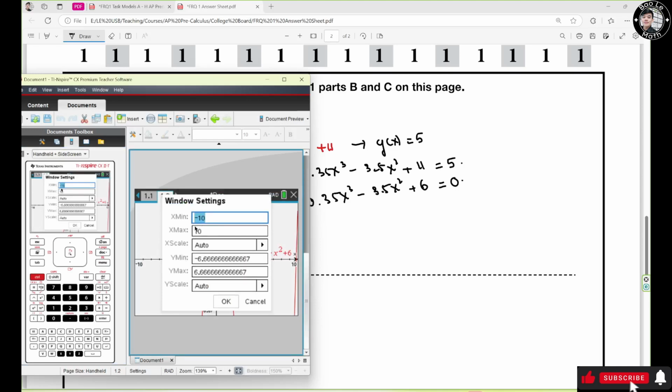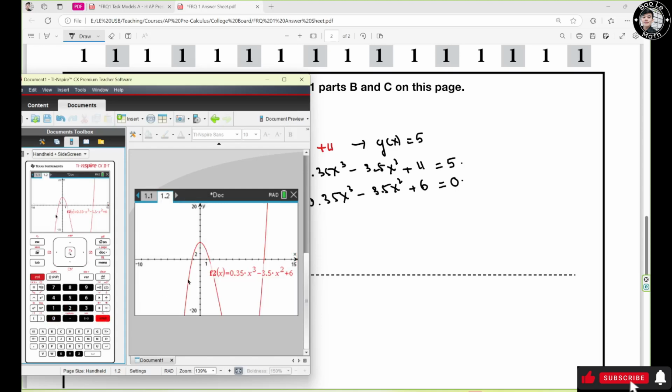Now x min is going to be negative 10. That's good. But for x max right here, I just put 15 so I can see the right-hand side of the graph. Now for y min, I just put like negative 20, and then y maximum is going to be 20. And I hit enter. Alright, I still don't see the bottom of this graph.